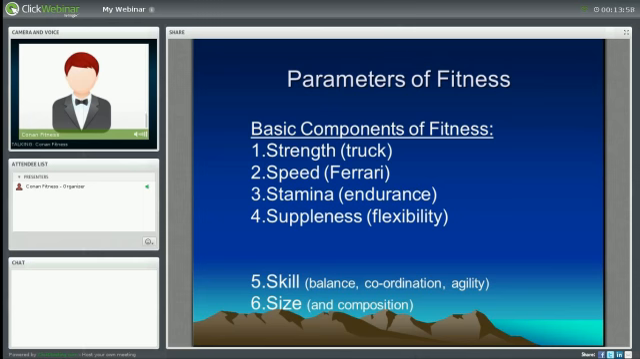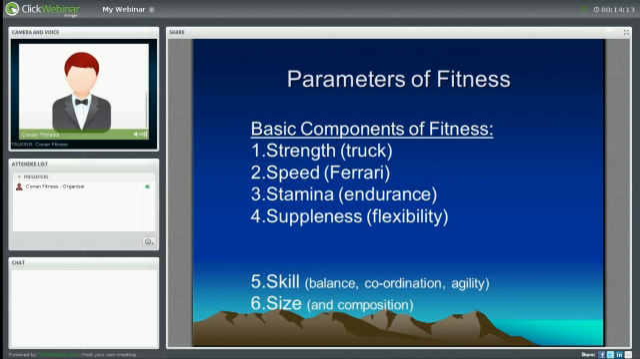Then we move to stamina, which is your typical endurance. When people talk about someone who's good at endurance, they've got good stamina. Most of us know what we're talking about. Suppleness, that's our flexibility, range of motion. So these four most people pretty much know about.